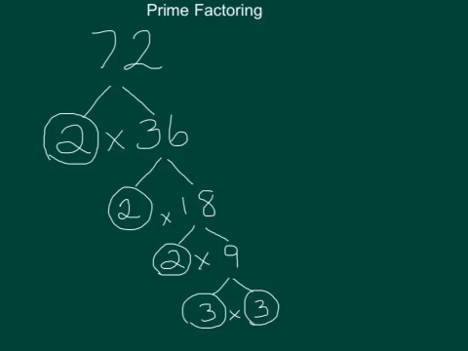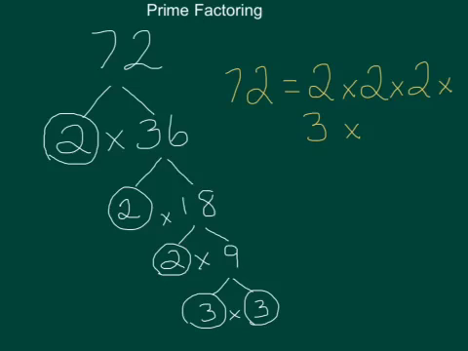Now, using this factor tree, I can write 72 as 2 times 2 times 2 times 3 times 3, which will give us 72. That's the list of all of the prime factors. Or I can write 72 as 2 to the power of 3, since I'm doing this 3 times, and 3 to the power of 2.